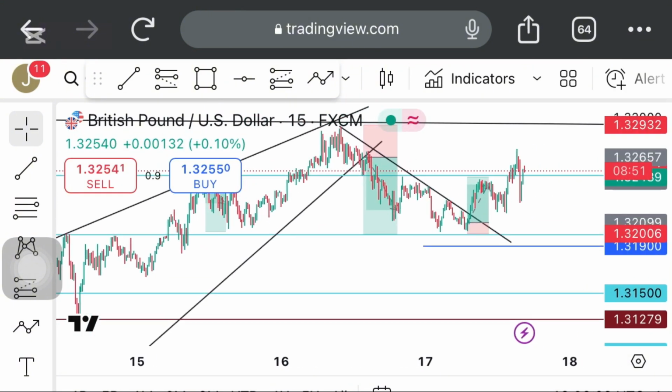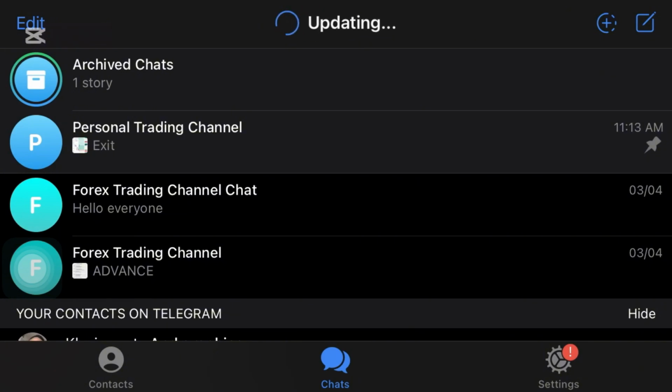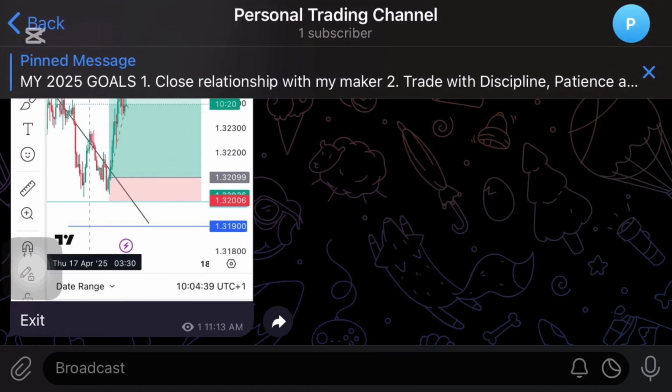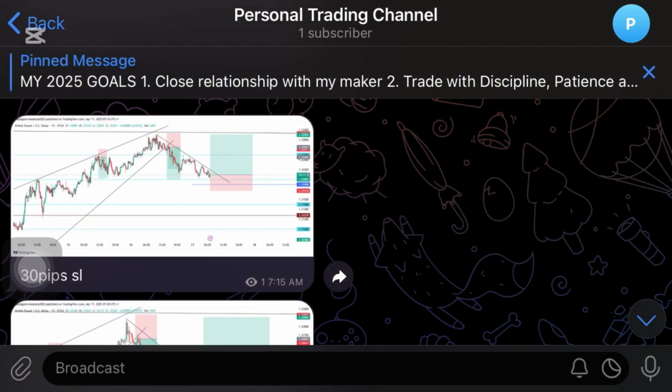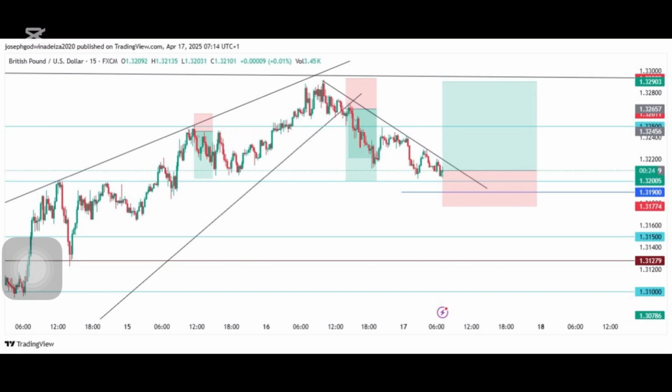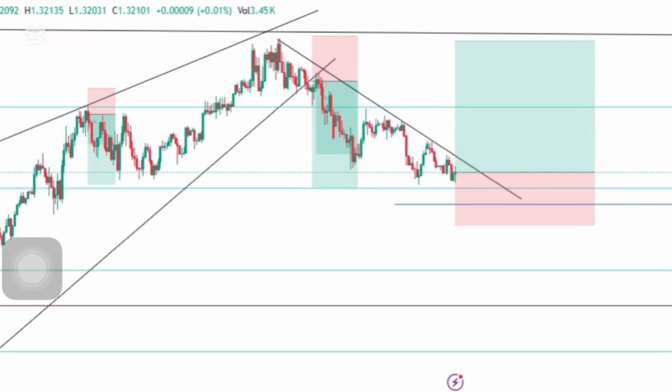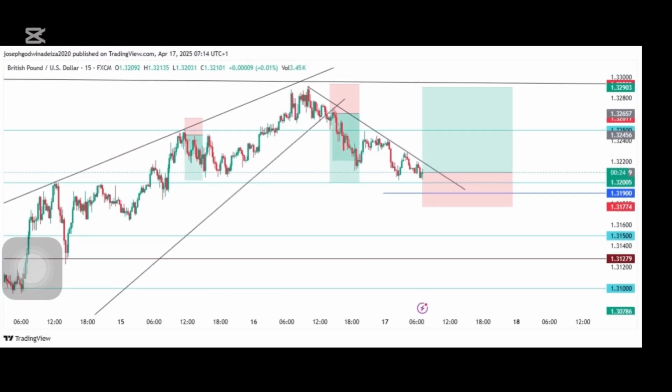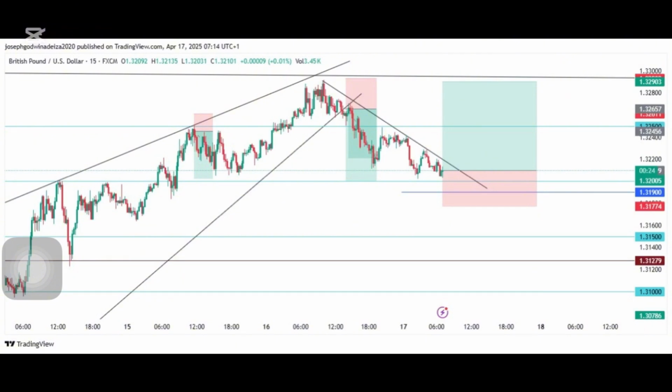So let me show you my Telegram channel. This is my Telegram channel. This was where I called for the signal in the morning, that when price gets to this particular zone, we should be expecting a buy. So this was my initial TP and this was my stop loss zone.